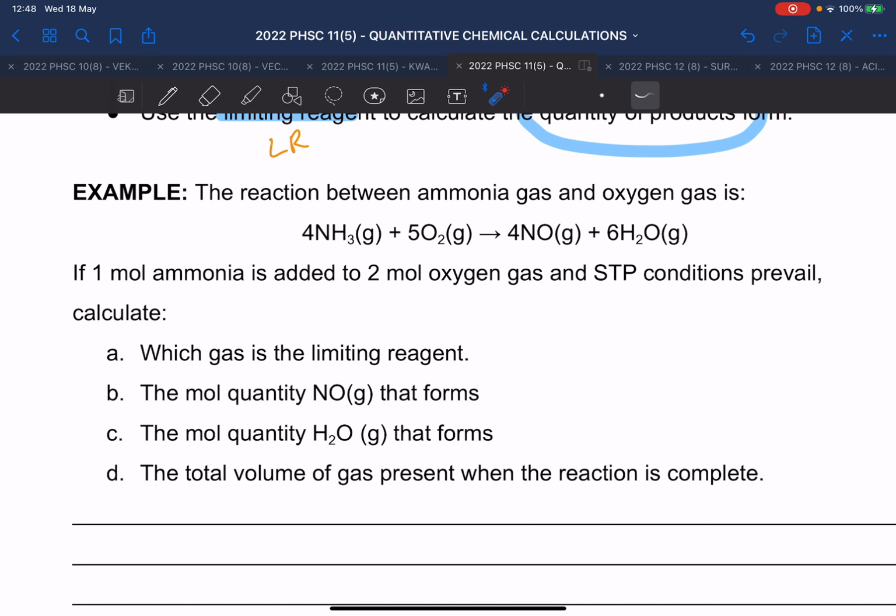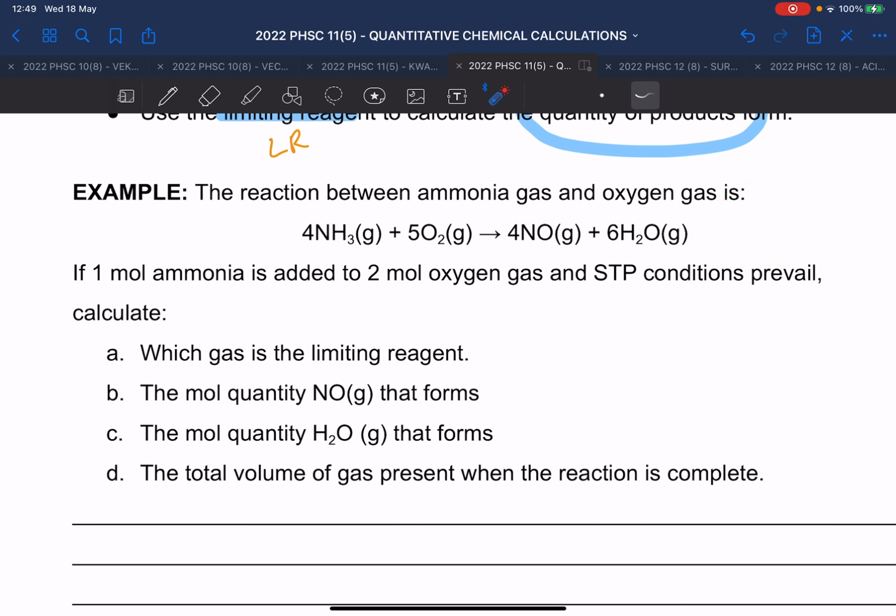Would it be wrong if you said nitrite? No, nitrite is an ion. Nitrite looks like this. It's a nitrite ion. So yes, it would have been wrong.